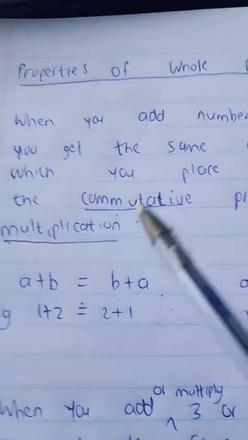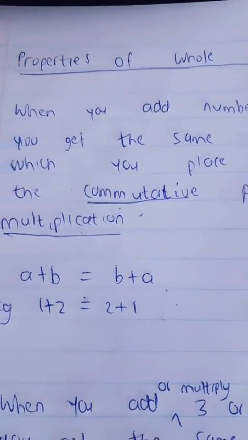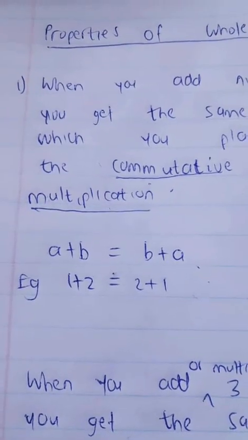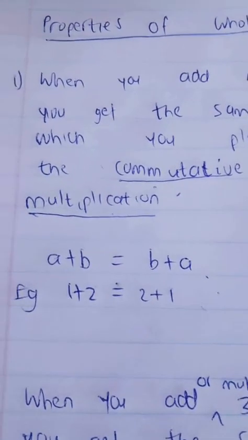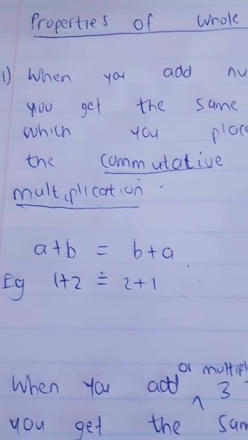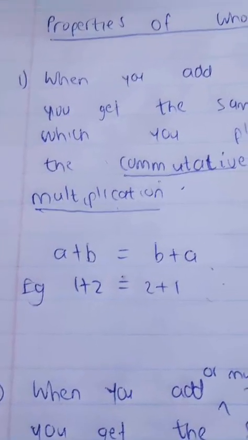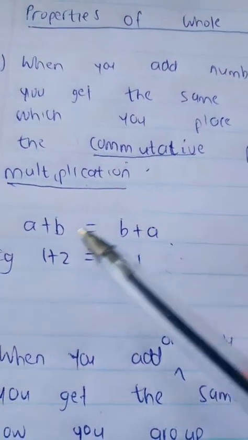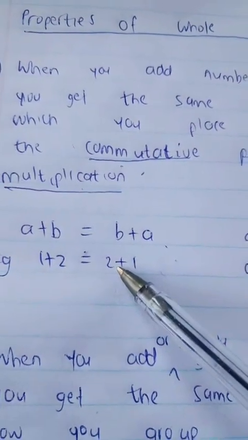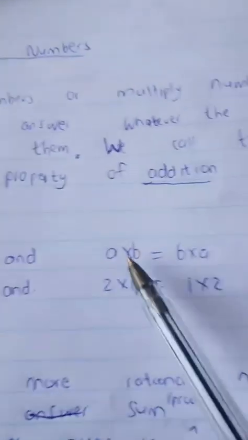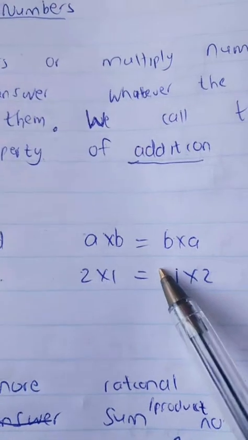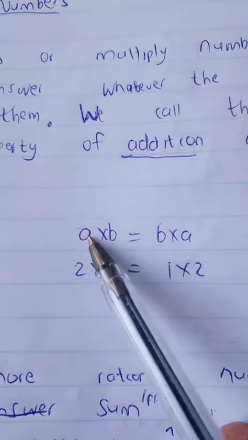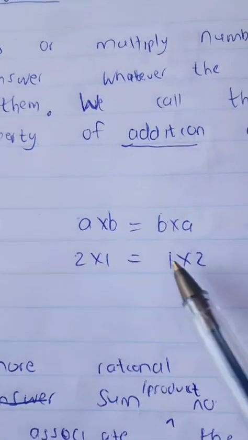So the first property is called the commutative property of addition and multiplication. What does it basically have to do with? It has to do with the fact that however you place numbers when you are adding, whatever the order, you will still get the same what? The same answer. This is what we call the commutative property of addition. As you saw in this example, a plus b is equal to b plus a. In other words, 1 plus 2 is equal to 2 plus 1. The same answer, all right? Or commutative property of multiplication. However you place the order of numbers when you multiply, you'll still get the same answer on the left and the right. Okay, so that's the first property.